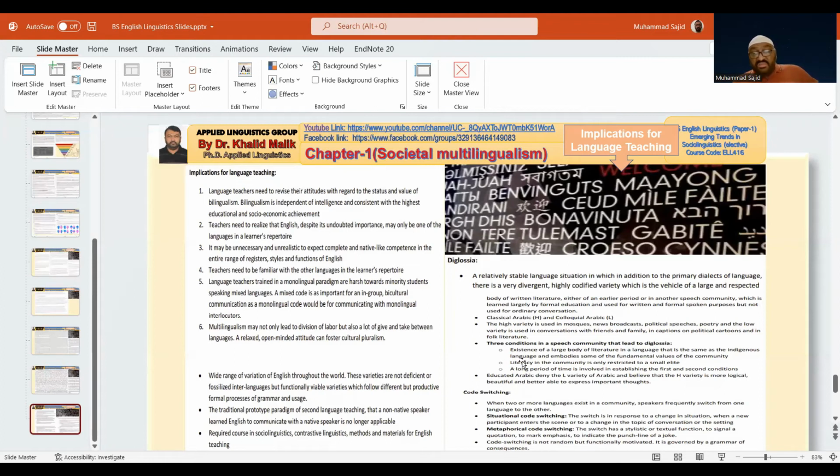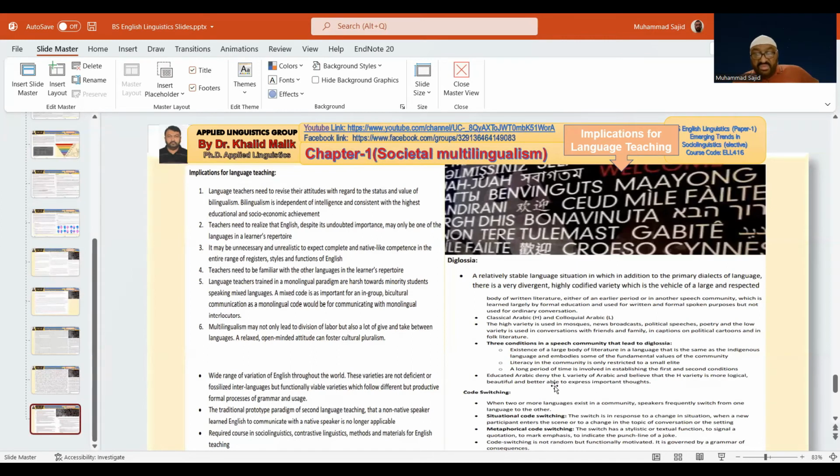Number one, while teaching language, we must be careful. These are the implications. Existence of a large body of literature in a language that is the same as the indigenous language and embodies some of the fundamental values of the community. Number two, literacy in the community is restricted to a small elite. Number three, a long period of time is involved in establishing the first and second conditions.